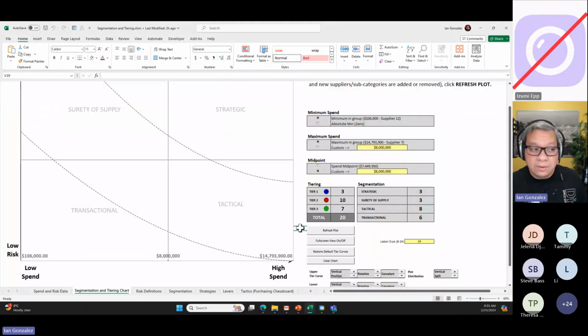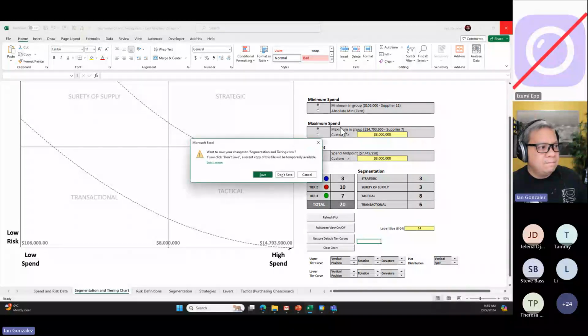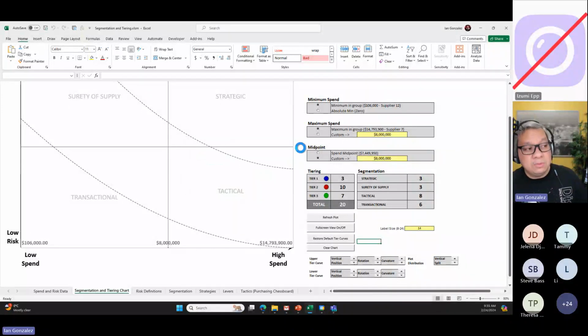But this does work. I tested all of this this morning. They all work. All the buttons here work. Just make sure you don't have other Excel files open. So I'm going to close this right now. Okay, any questions on the segmentation tool?